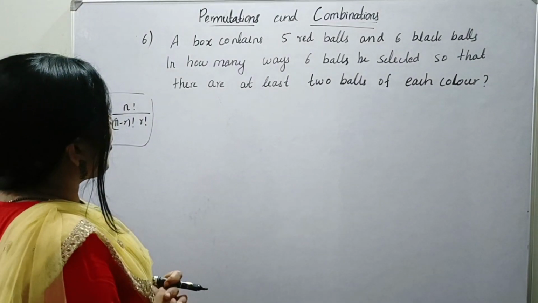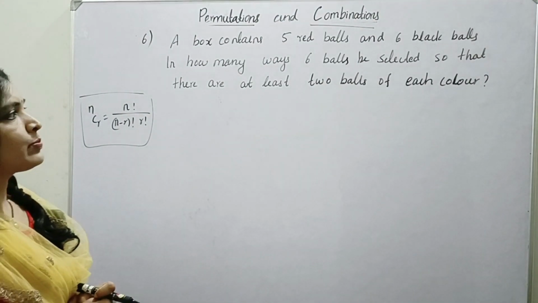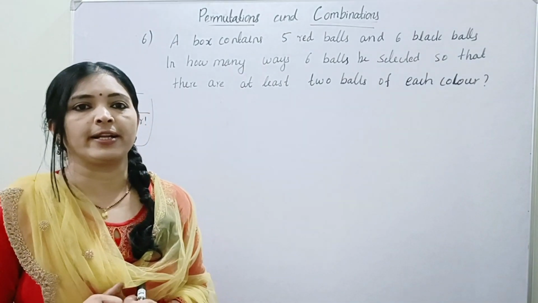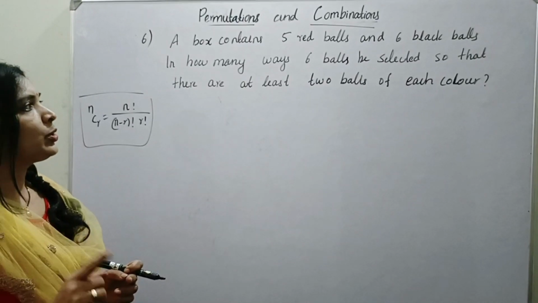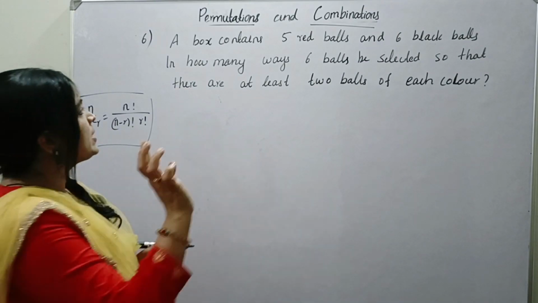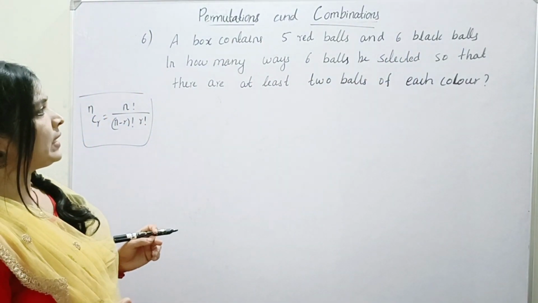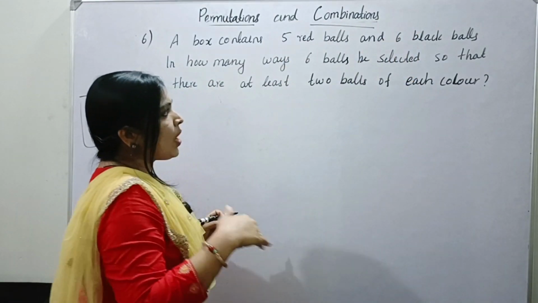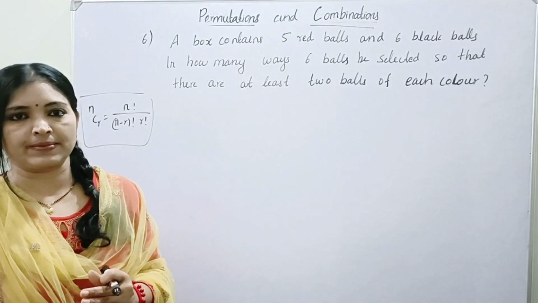Next question is, a box contains 5 red balls and 6 black balls. In how many ways can 6 balls be selected so that there are at least 2 balls of each color? So read it once again. A box contains 5 red balls and 6 black balls. In how many ways can 6 balls be selected? Here total there are 11 balls, 5 red balls and 6 black balls. So out of 11 balls we have to select 6 balls. So the combination is 11C6.